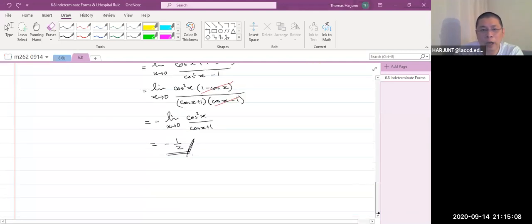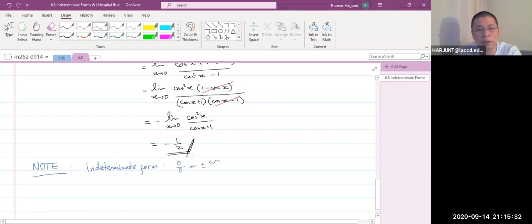Now, so far we have learned indeterminate form as 0 over 0 or plus minus infinity over infinity. Now, we have more in the indeterminate form. The next indeterminate form is the indeterminate product.